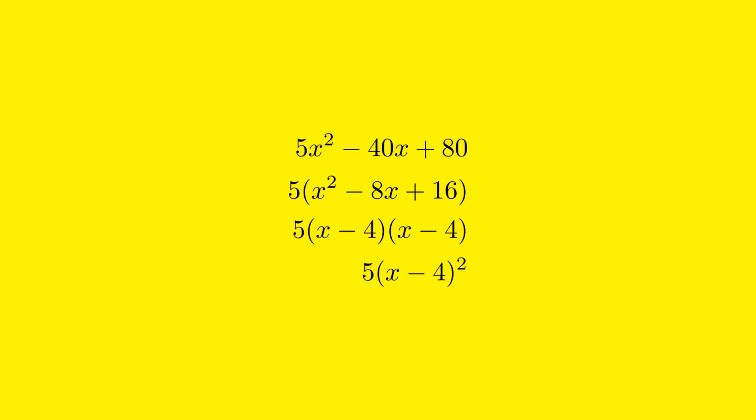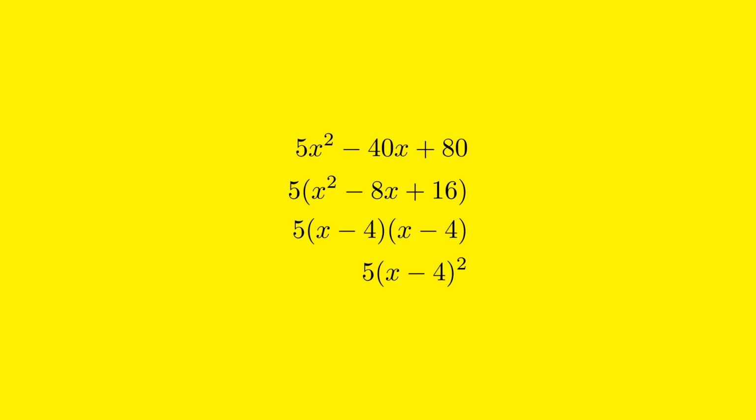Next, we will factorize the expression x squared minus 8x plus 16. We are looking for two binomials that multiply to give us the expression x squared minus 8x plus 16. The middle term minus 8x is obtained by adding two numbers that multiply to give the constant term 16. Those numbers are minus 4 and minus 4, because minus 4 plus minus 4 equals minus 8 and minus 4 times minus 4 equals 16.